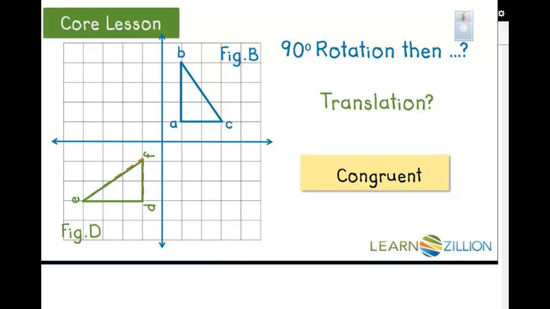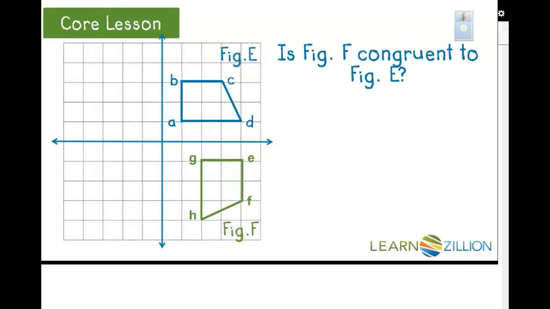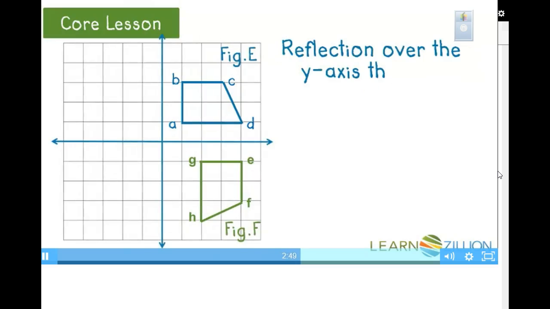We have demonstrated congruence by showing that figure D is the image of figure B after a sequence of rigid transformations. Is figure F congruent to figure E? Looking at the 2 figures, we can see that figure F is not the image of figure B after a single translation or a single reflection, and not after a single rotation around the origin. Can we demonstrate congruence through a sequence of transformations?